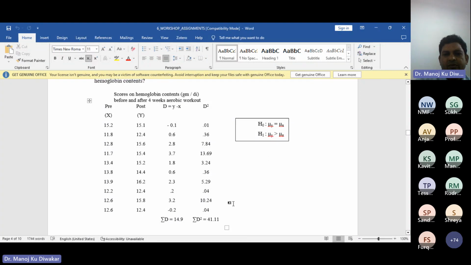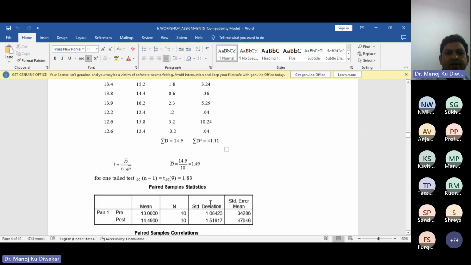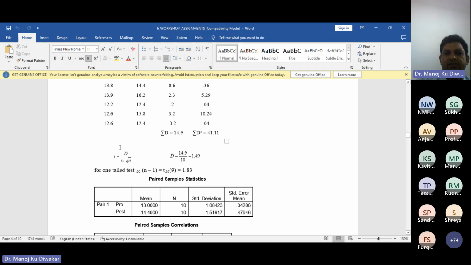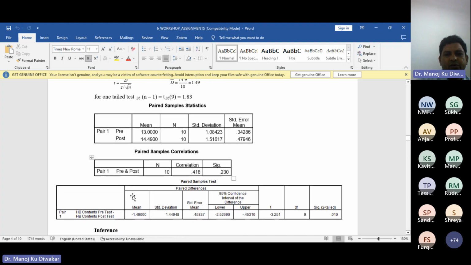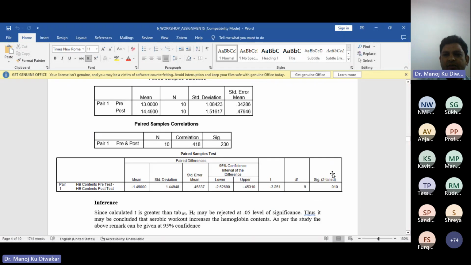So you can find the summation of D square. Then the formula for t is d bar by s by root n. So this is your test statistic, and here the degree of freedom is n minus 1. You can see this is your mean and standard deviation, and this is your p-value. Okay, so based on this p-value, you can make the decision about your analysis. You can see whether this p-value is less than 0.05 or greater than, and accordingly you can make the decision.